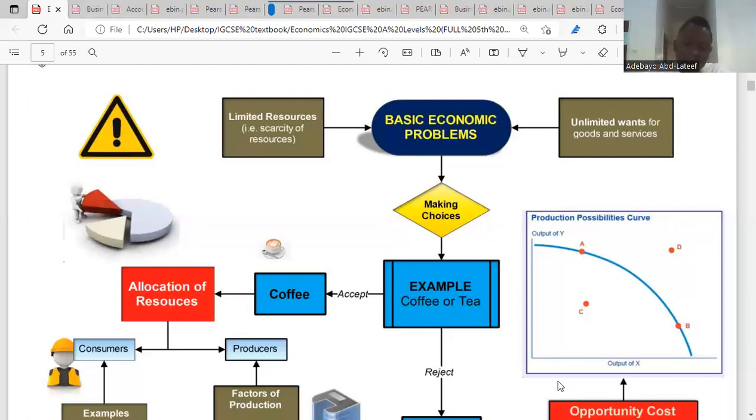So what makes us come to a scale of preference? There's always a choice that has to be made. And because a choice has to be made, there's going to be opportunity cost. So scarcity will lead to what we call opportunity cost. Opportunity cost will make us make a choice.